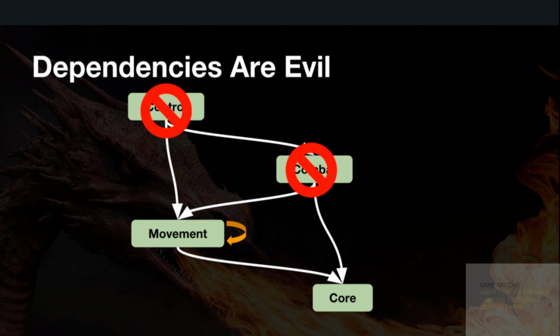Now, obviously, not every change in movement is going to break something in combat and control, but it is a possibility and it's something we have to test. So that's why dependencies are evil, and as much as possible we try and reduce the impact of dependencies if we can manage it. Not always, okay? We're not going to be able to do everything, but we don't want to have a situation where movement depends on control, on combat, on core, and so on.